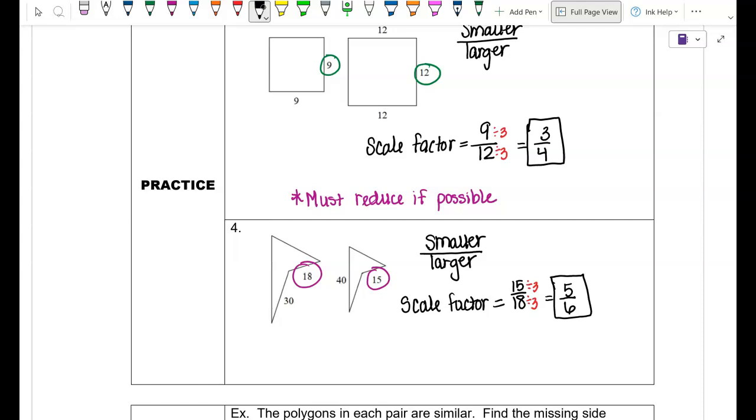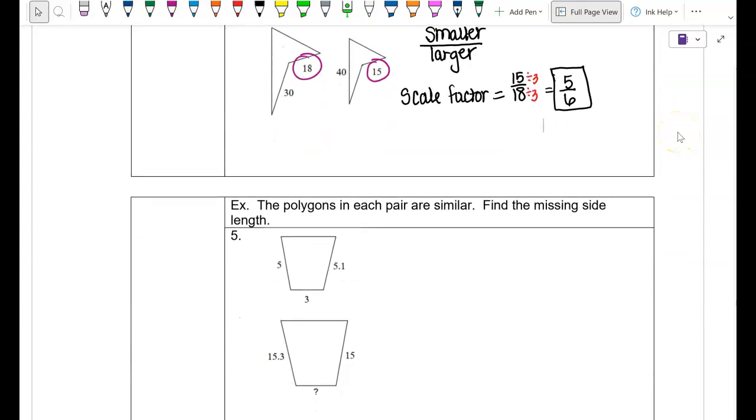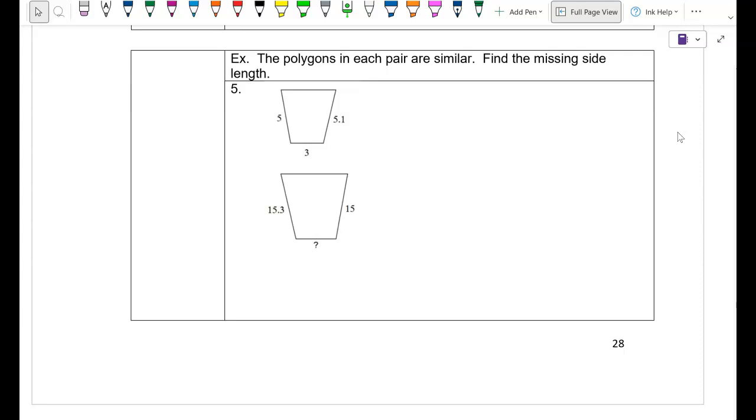Now, the other way we're going to use this information, knowing that the polygons are similar, and knowing that if they are similar, the sides are proportional, is to solve for missing parts. So it tells us in the next directions, the polygons in each pair are similar, find the missing side length. Now, I can see the one that is missing. I can see the question mark.